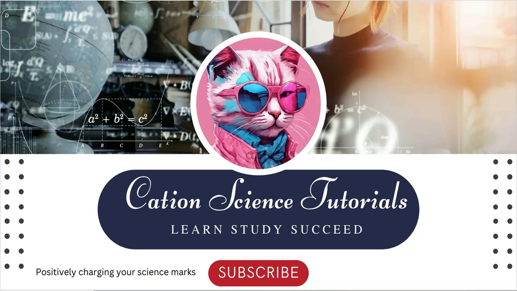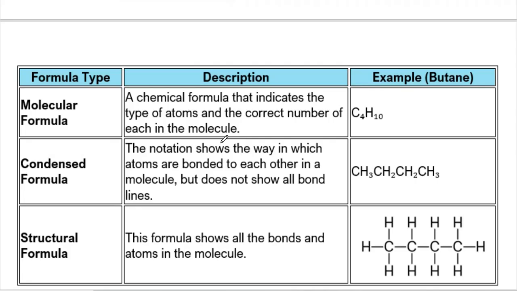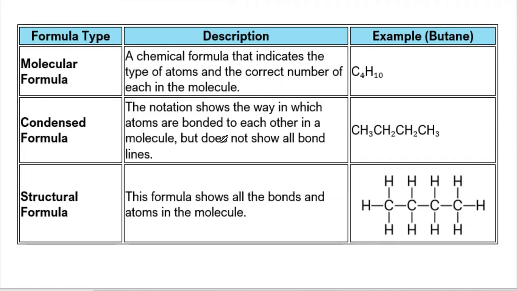In this video, we are focusing on organic chemistry, and more specifically, we're focusing on three types of formulas that you can get in your chemistry paper 2 exam. Now, what I have on the board is a typical extract from your textbook that you may be using in school.